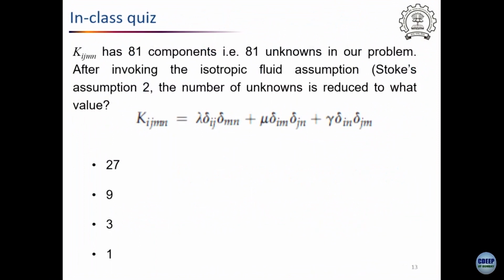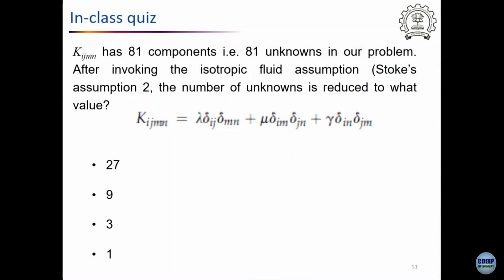Okay, now K ijmn has 81 components, that is 81 unknowns in our problem. Now we have used the isotropic tensor assumption, or this isotropic fluid assumption, Stokes assumption 2, and after invoking it, the number of unknowns is reduced to what value?